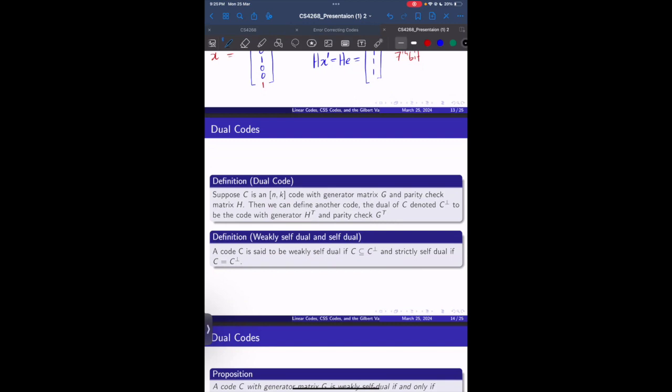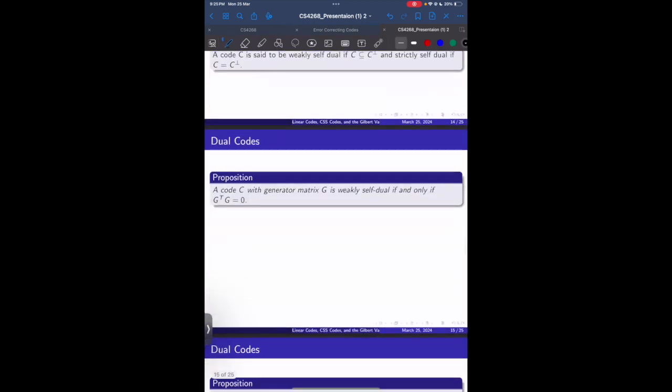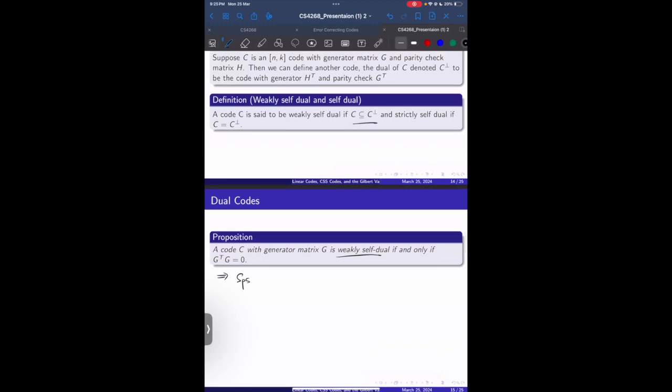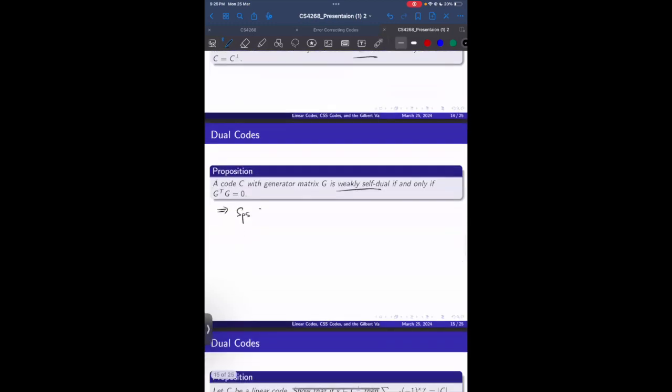Let's look at another way of talking about this. We can say it's weakly self-dual if the transpose of the generator matrix multiplied by the generator matrix is 0. Let's try to give roughly the justification for this. Suppose the code is weakly self-dual. What does that mean? It means that C is a subset of C perp.